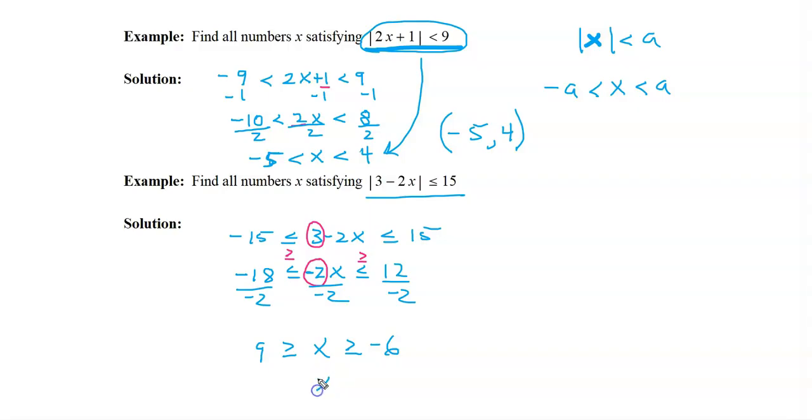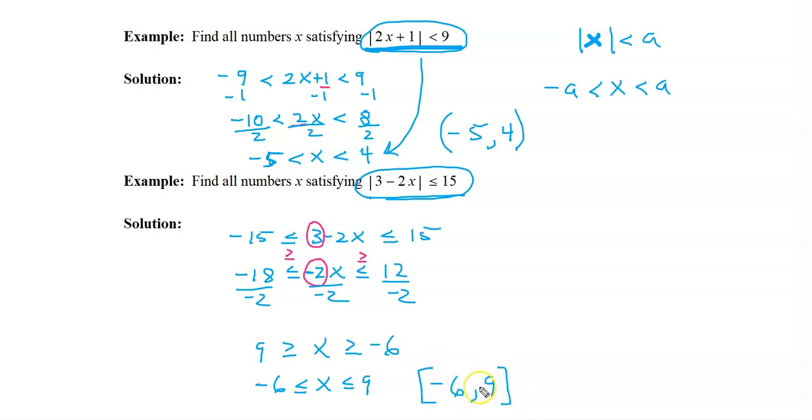So this is equivalent to saying x is less than or equal to 9 and bigger than or equal to -6. And so all the numbers x in this interval satisfy this inequality. And we could write our solution set as -6 to 9 with closed brackets like that.